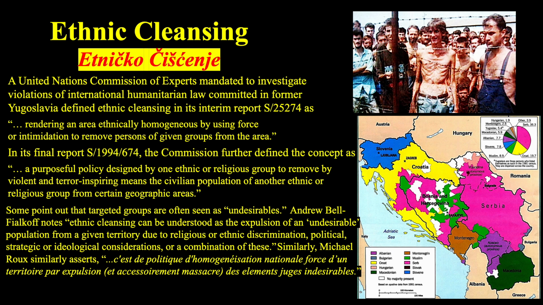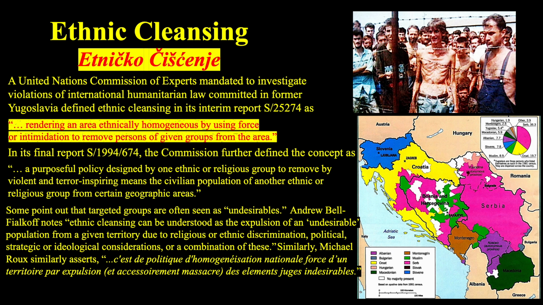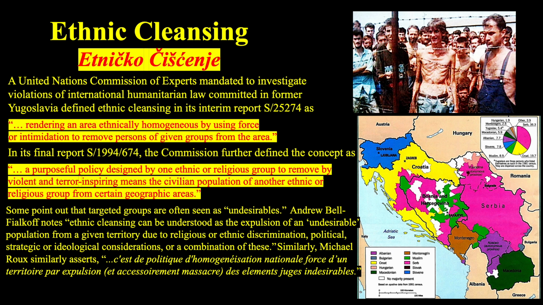A UN commission of experts investigating human rights violations in former Yugoslavia issued a report which defined ethnic cleansing as rendering an area ethnically homogeneous by using force or intimidation to remove persons of given groups from the area. They shortly further defined the concept as a purposeful policy designed by one ethnic or religious group to remove by violent and terror-inspiring means the civilian population of another ethnic or religious group from a certain geographical area. Many investigators, scholars, and jurists would later point out that the targeted groups were often seen as undesirable.